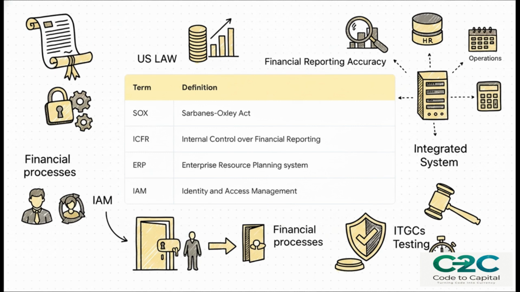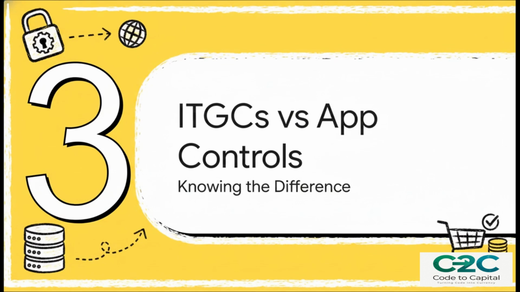Now, most of this financial data runs through an ERP, or Enterprise Resource Planning System. Just think of this as a massive, integrated software application handling everything: finance, HR, operations, the whole shebang. Finally, IAM is Identity and Access Management. Those are the systems and processes ensuring only the right people can actually get into that ERP. Because your financial processes are living inside the ERP, testing your ITGCs is a strict, non-negotiable requirement under SOX and ICFR. Moving right along to Section 3, ITGCs versus application controls, knowing the difference.